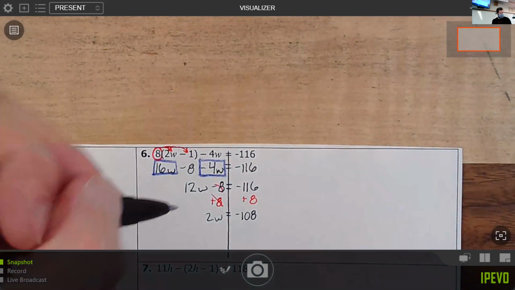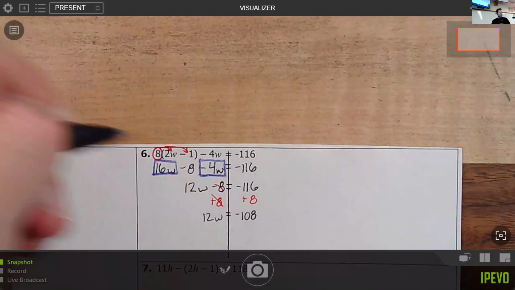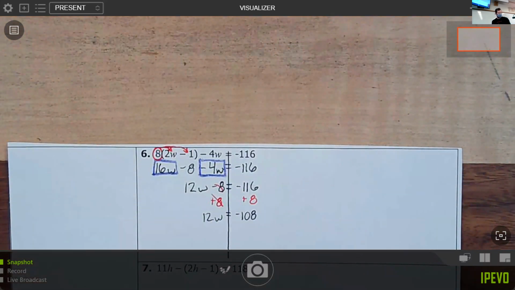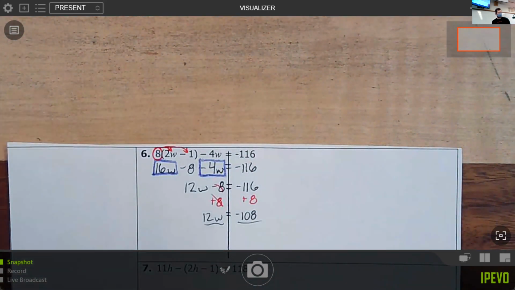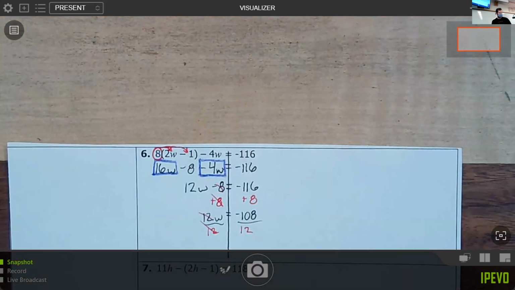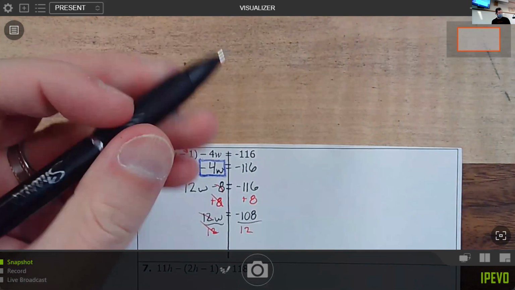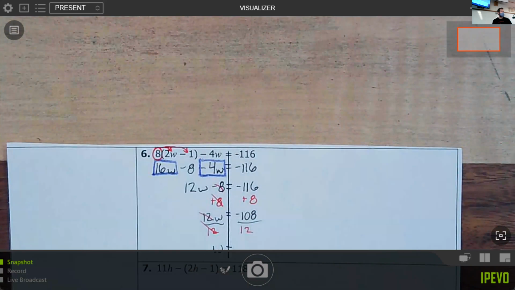Yes. I missed that one there. Thank you. This will be good for when we divide. Otherwise, it would have been way off. So yeah, 12w. And then our last step, what are we doing? Divide by 12. Good. So negative 108 divided by 12. What is it? Negative 9. Yeah.